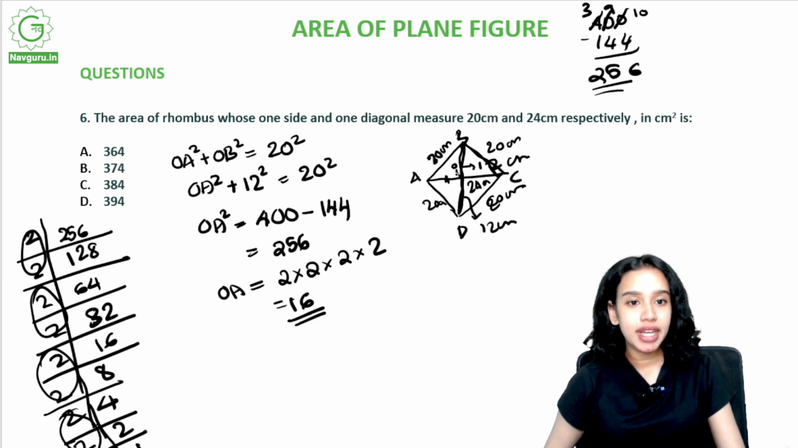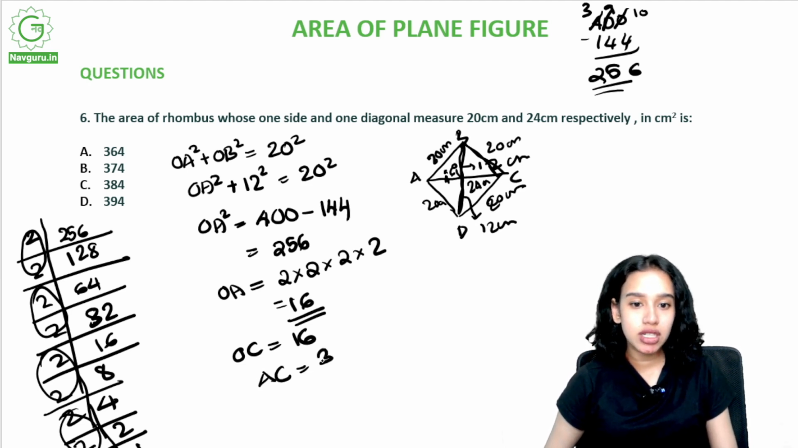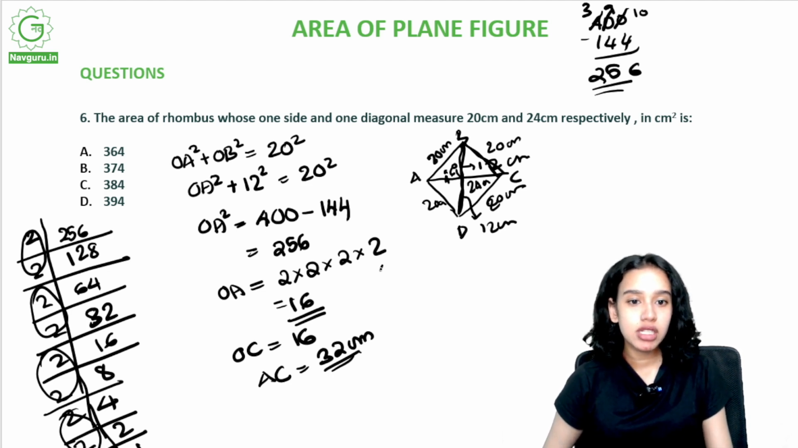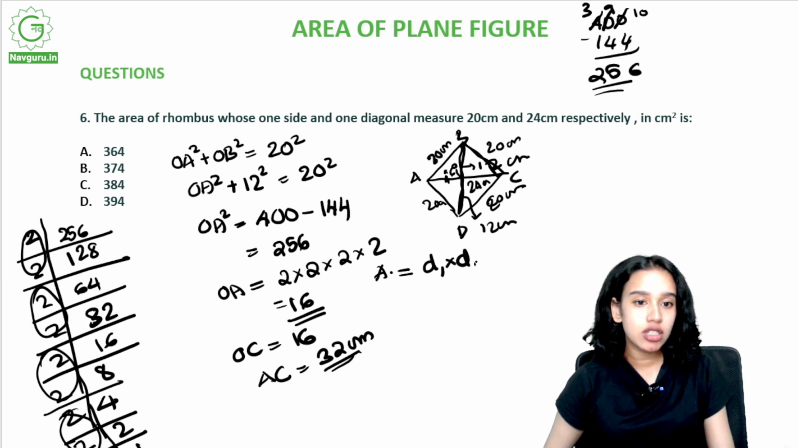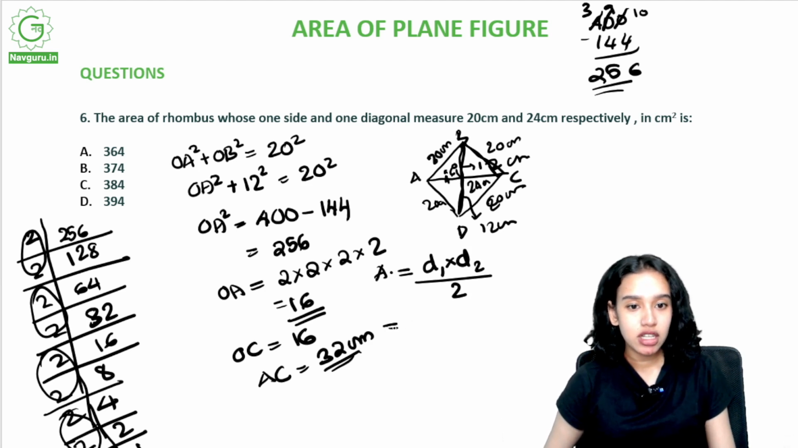So we got one half diagonal as 16 on this side. So what would be OC? OC would also be 16, so the total diagonal AC would be equal to 32 centimeters. Now what is the area of a rhombus? Area of a rhombus is equal to the length of diagonal 1 into diagonal 2, divided by 2. So the length of the first diagonal is 24 centimeters, into the second diagonal, 32 centimeters, divided by 2.